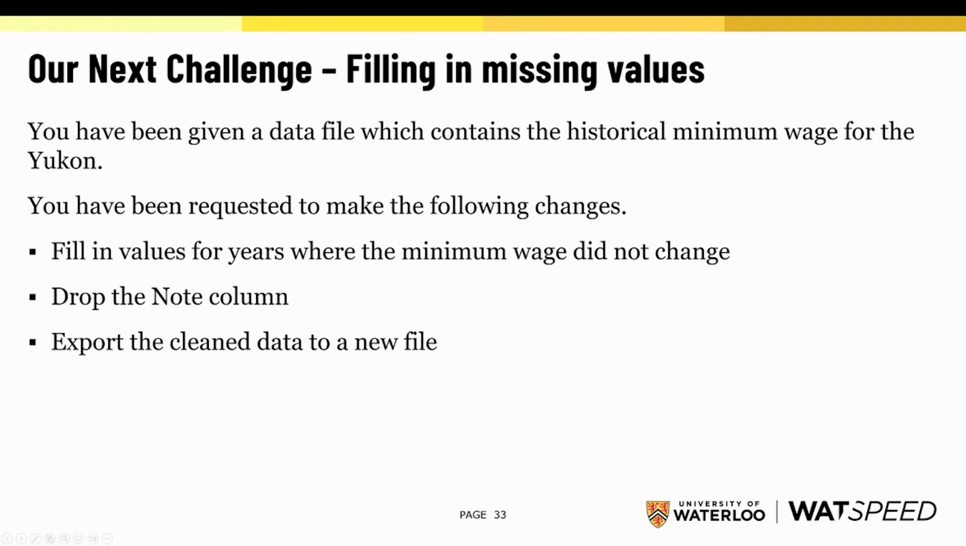Time for our next challenge. In this video, we'll cover how to fill in, either through forward or backward fill, missing values. We've been given a data file that has the historical minimum wage for the Yukon, and we've been asked to make the following changes. Fill in values for years where the minimum wage did not change, drop the extra note column, and then export our cleaned data to a brand new CSV.